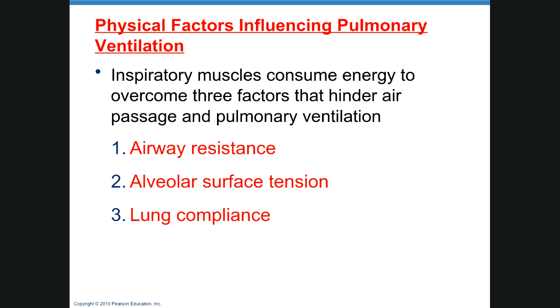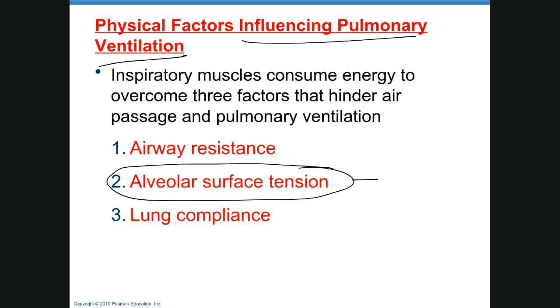Okay, factors influencing pulmonary ventilation. We kind of talked about those already. We talked about alveolar surface tension, and again, we fixed that with surfactant. So as long as we have surfactant, that really is not a problem. Airway resistance, okay? That means the conduits that are taking air into the lungs, into the alveoli, should be in good standing. So anything that's obstructing the conducting pathway will take less air, will compromise ventilation.